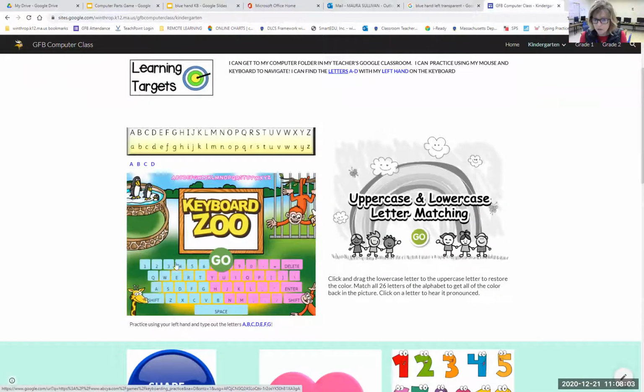Look at the keyboard. This is your blue side. That means it goes with your left hand, and your pink or red side goes with your right hand. But we're only worrying about A, B, C, D. These are what we call your target letters. I'm going to press go.